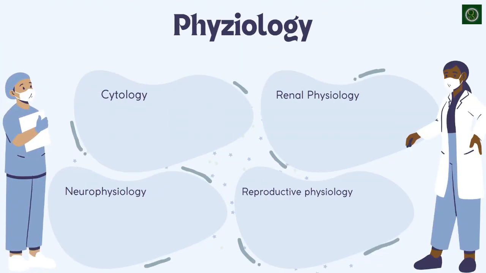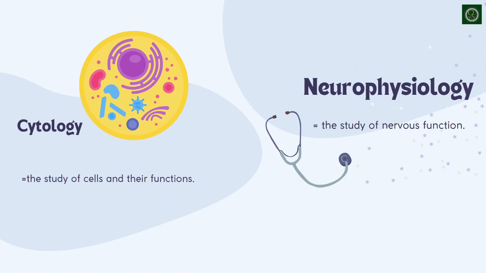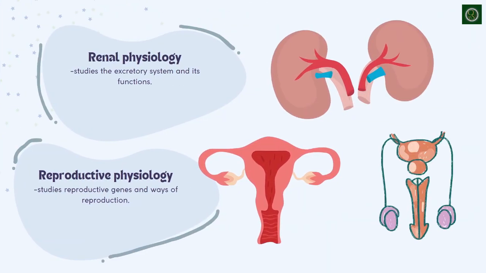Physiology. Types of physiology are cytology, neurophysiology, renal physiology, and reproductive physiology. Cytology is the study of cells and their functions. Neurophysiology is the study of the nervous function. Renal physiology studies the excretory system and its functions. Reproductive physiology studies reproductive genes and ways of reproduction.